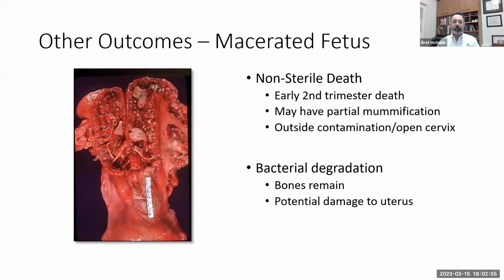So again, a macerated fetus is where we have fetal death. We may or may not have partial mummification, but we're also having bacterial contamination, whether it's because the cervix is open and it's coming up from the vagina into the uterus, or it's coming in through the placenta. And what happens here is that we have basically the bacteria infecting and causing the fetus just to rot and decompose in the uterus. And so we see it completely fall apart. So we might see bones or fragments of bones floating free in the uterus.